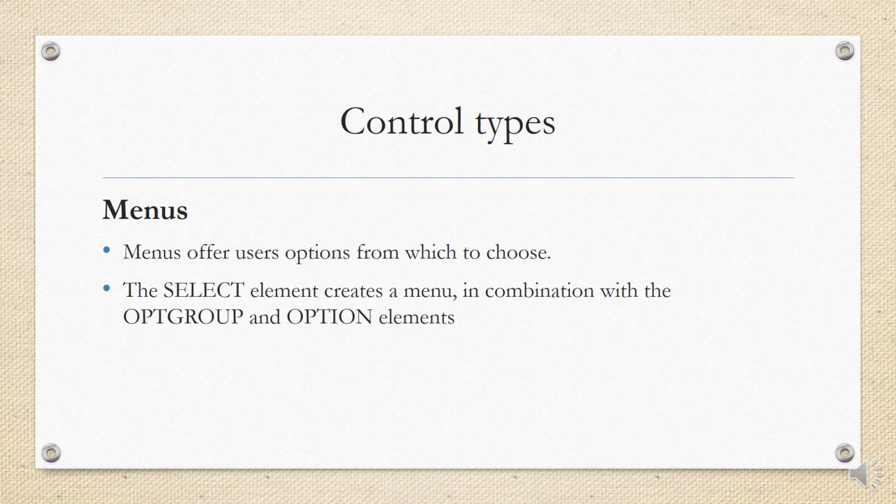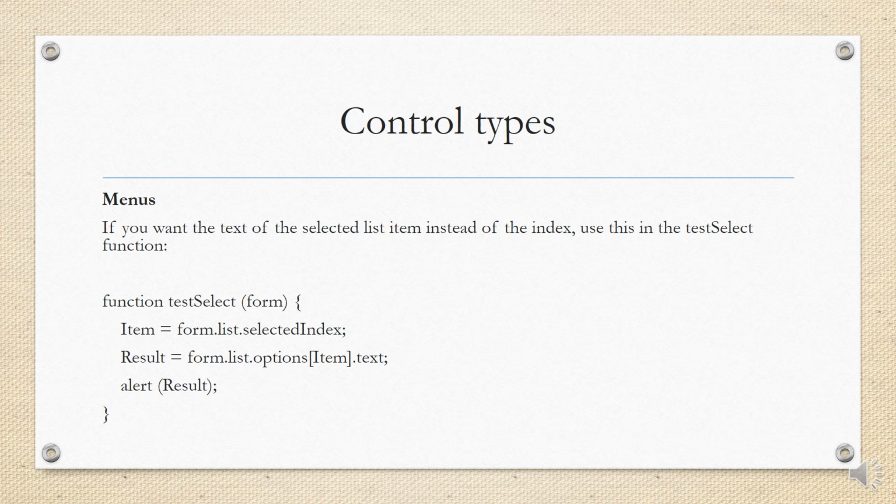And we have menus too, and we can create menus with the select tag, and from that select tag we create a group of options that will help us show many lines, different options for the user to choose. Like this.